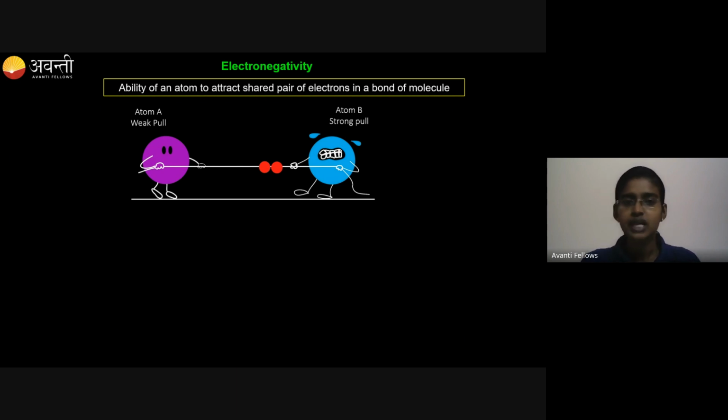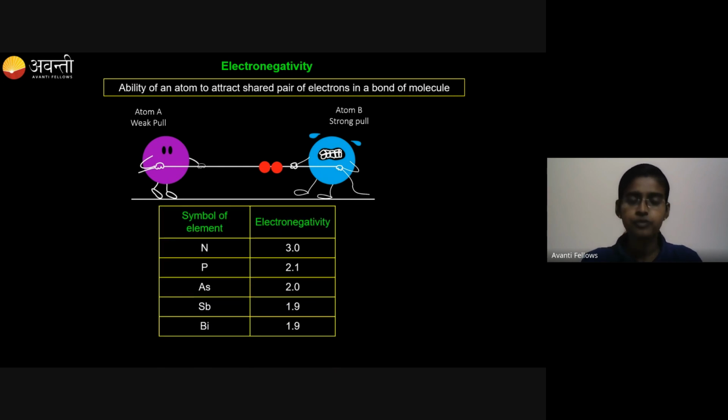So the electronegativity is measured using the Pauling scale, and some values are given to each element in the periodic table for electronegativity. And for group 15 elements, electronegativity values are shown to you on the screen. For nitrogen, it is 3. For phosphorus, it is 2.1. For arsenic, it is 2. For antimony and bismuth, it is 1.9. So what happens? Electronegativity decreases on moving down the group.